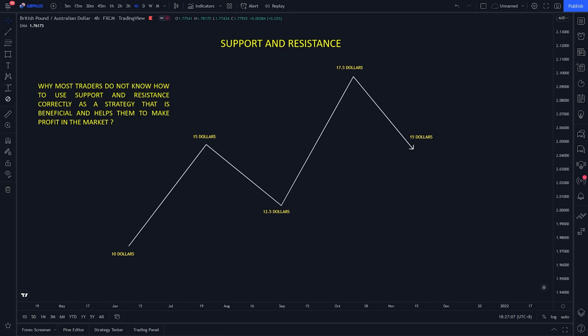Before I start explaining the support and resistance strategy, I will explain the real meaning behind support and resistance, how it is used in trading, and how support and resistance affect us in our real lives as well. I will try to use a really simple example to explain in detail.